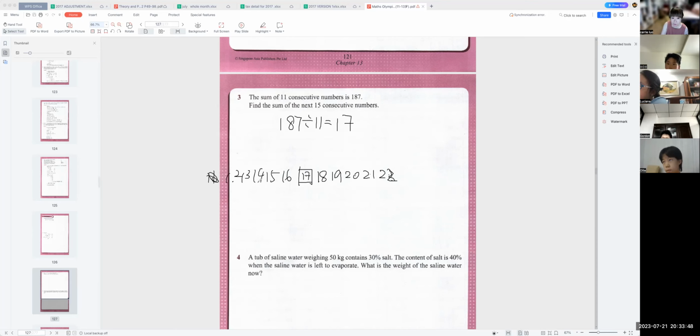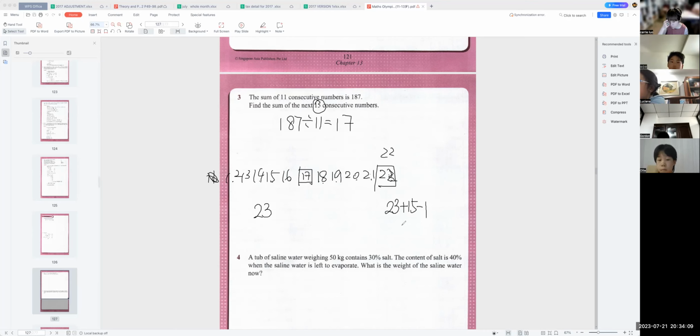Sorry, 11. 1, 2, 3, 4, 5, 6, 7, 8, 9, 10, 11. Okay, so the last number is 22. So what are the next 15 numbers? So they were starting with 23. And what is the last number? 23 plus 15 minus 1, correct?